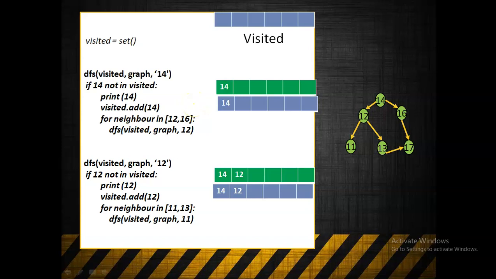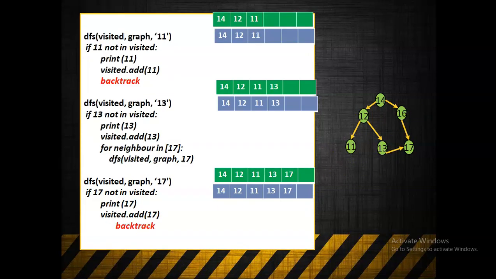Again we call its children. There are two children available, one is 12, another one is 16. So for each neighbor, 12 and 16, we call the same function recursively and pass 12 as the root. So 12 will be passed, and if it's not visited, 12 is added to the set and printed. Then the neighbors of 12 are 11 and 13. So again we pass 11.